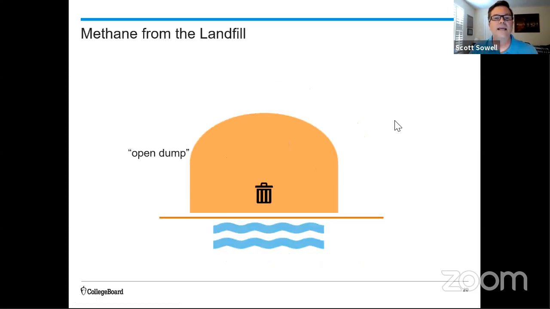Another problem is methane. So here's our dump again, and here's our trash. And eventually the microorganisms that are decomposing this trash are going to run out of oxygen.